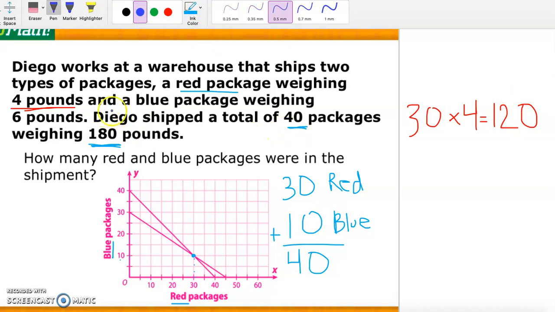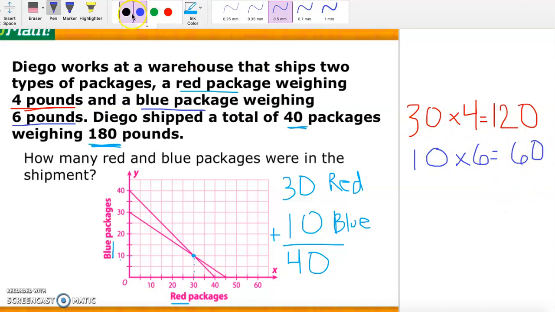Okay, well, and then it says each blue package weighs 6 pounds. So let's double check the weight. I know I have 10 blue packages, each weighing 6 pounds. How many pounds is that total? 10 times 6, that's 60. That's 60 pounds of just blue packages.